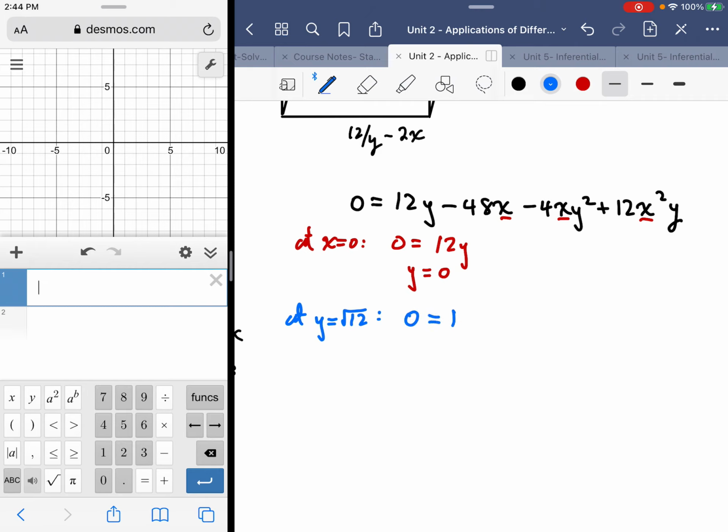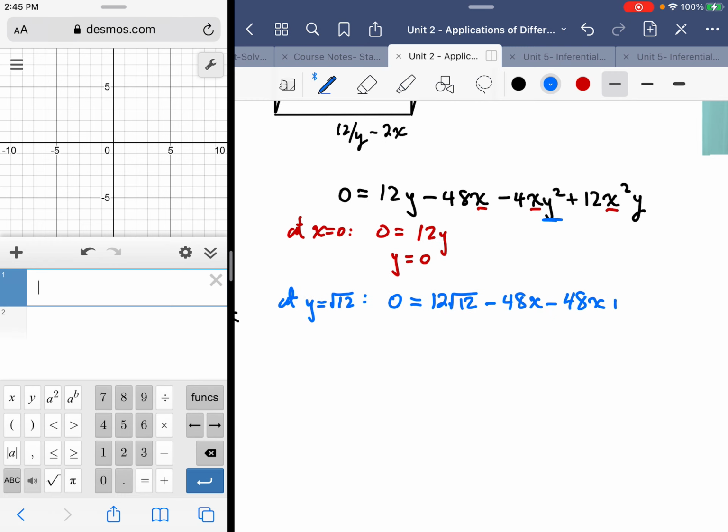Right, so in this case, we're looking at 0, let me turn on my pen and write correctly, 0 equals 12 root 12 minus 48x minus, now if I put in a root 12 here, I'm going to be looking at root 12 squared, which is just 12, times the negative 48, gave the answer in the question, times negative 4 is negative 48, so negative 48x. And then we'll have plus 12 root 12x squared.